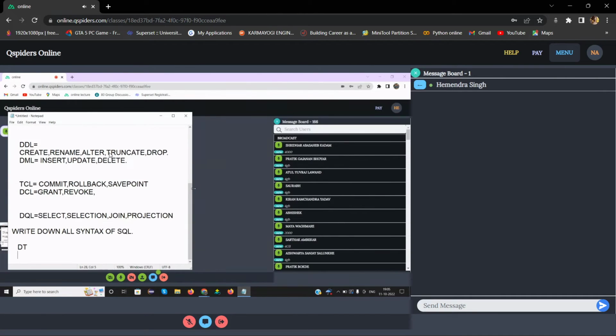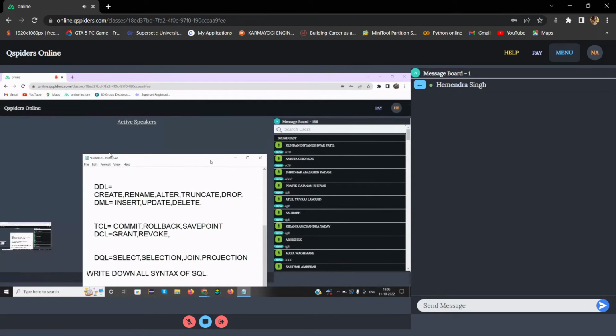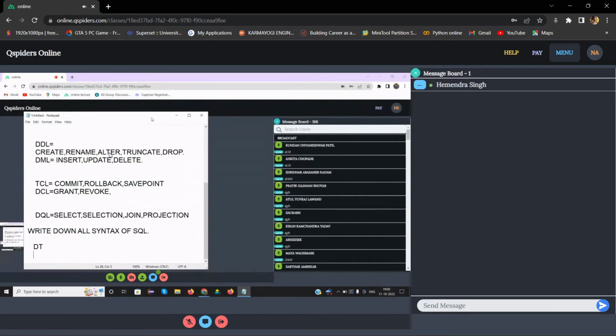Okay, what is scale? Did you guys know? Why do we use scale in the number data type? For the decimal. Is scale mandatory or not mandatory? Not mandatory. Optional. Scale is optional.